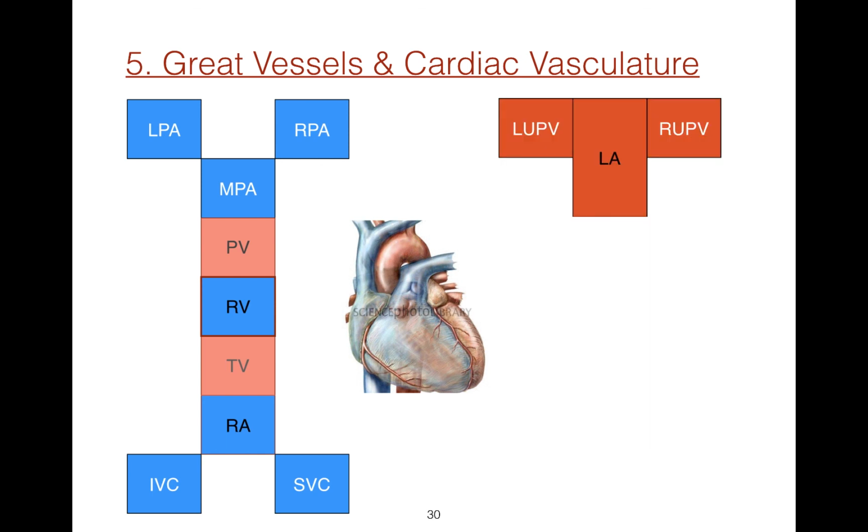Oxygenated blood then returns to the heart via pulmonary veins, upper and lower pulmonary veins from both the left and right side, and into the left atrium. At its inferior margin is the mitral valve, the atrioventricular valve, unique in that it's only got 2 leaflets, which is distinct from the other valves.